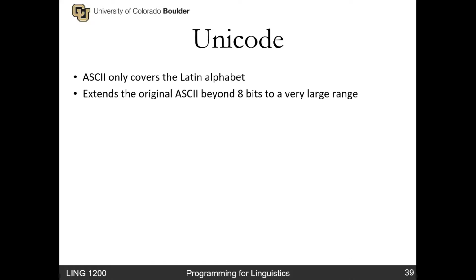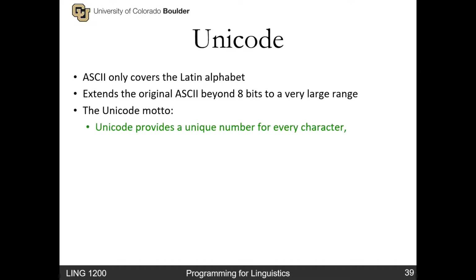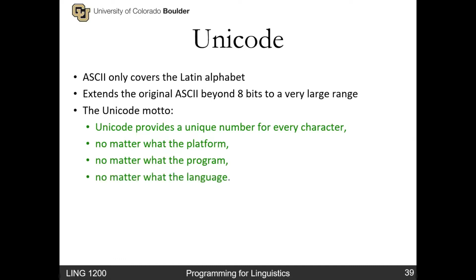So to solve that issue, to allow computers to represent, hopefully, all writing systems, the Unicode project extended the original ASCII characters beyond the 8 bits so that we could have a very large range of characters. And we can type in more orthographies than just the Latin one. The Unicode project has a motto: Unicode will provide a unique number for every character, no matter what the platform or operating system, no matter what the program or programming language, and no matter what the language. Hence the "uni" for universal, the universal code for all language writing systems.